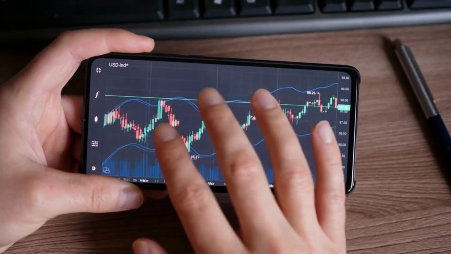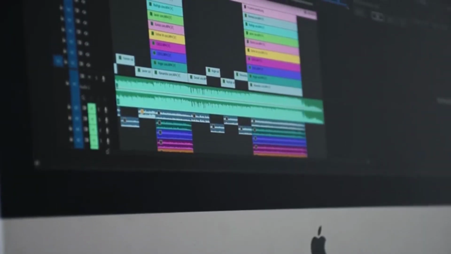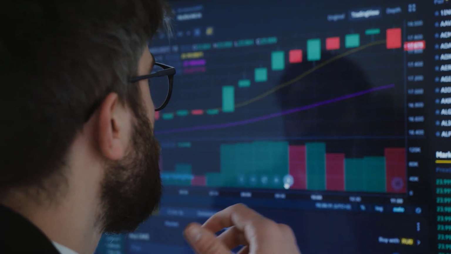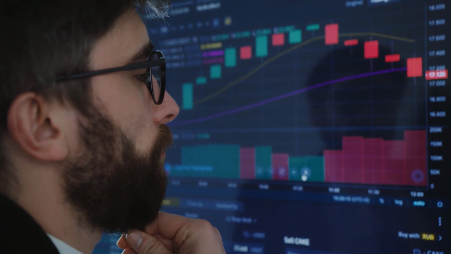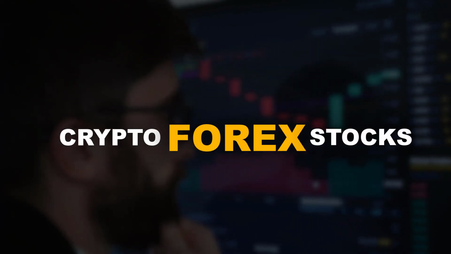But with countless volume indicators out there, finding the best one can be a daunting task. That's why we created this video, to help you choose the best volume indicators out there. So make sure you watch this video to the end, to better understand these indicators. Because with these indicators, you can find better and smarter trade entries in the crypto, Forex and stock market.